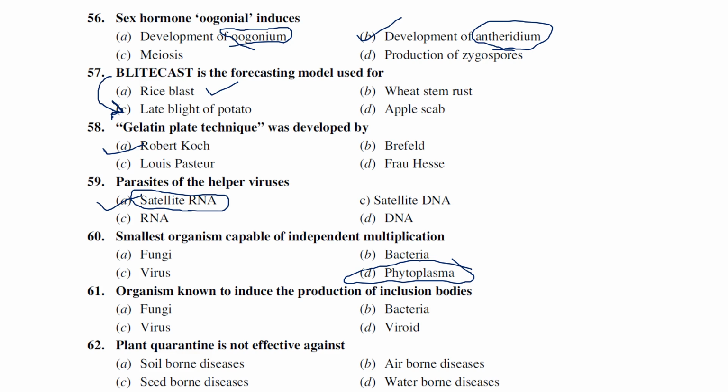The organism known to induce the production of inclusion bodies: fungi, bacteria, virus and viroid. So the production of inclusion bodies is a specific feature of plant viruses. These inclusion bodies also serve as identification factors. Plant quarantine is not effective against soil-borne diseases, airborne diseases, seed-borne, waterborne. So quarantine is not effective against airborne diseases. Quarantine is especially meant for seed-borne diseases.